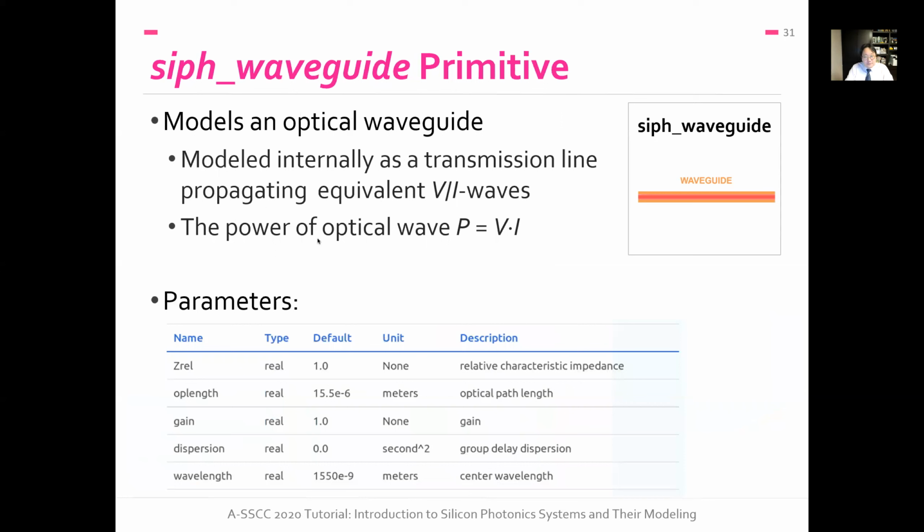In XMODEL, it models these optical waveguides using the transmission line primitive, the T-line primitive, internally, and models the optical signal as a set of equivalent voltage and current waves. That means the total power being propagated through the waveguides can be calculated by taking the product of the voltage and current.